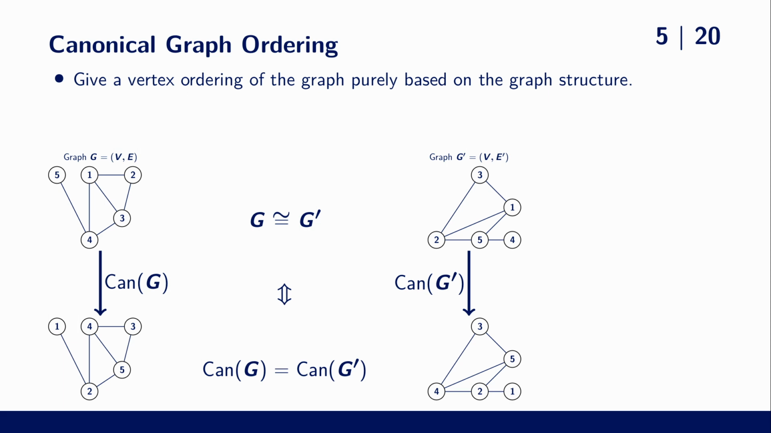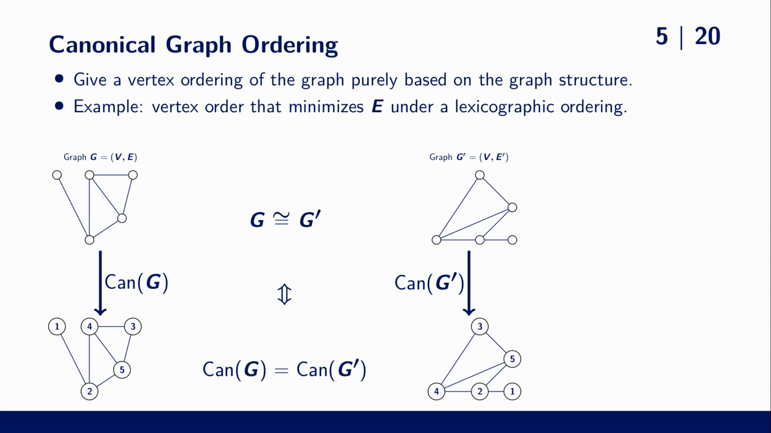So to come back to this idea of a canonical function, we would like to give a vertex ordering of the graph purely based on the graph structure, such that if two graphs are isomorphic, then these canonical forms, or this canonical ordering, should be the same. In some sense, we would want to ignore the original numbering of the input vertices. An example of this is a vertex order that minimizes the edge set under some lexicographic ordering. And note that the permutation that goes from the original graph to this canonical form is only unique up to the stabilizer, because elements in the stabilizer don't change the edge set.